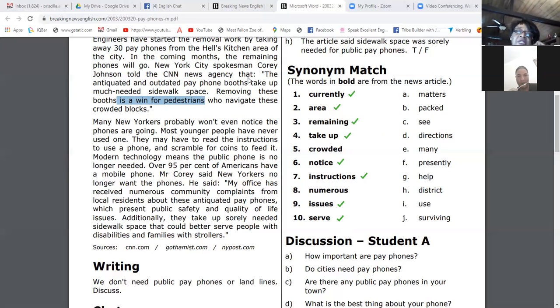All right, so what I did was use all of the words except one in talking to you for a minute. Now I want you to do the same. I want you to use as many of these words as possible and tell me what you remember about the article.